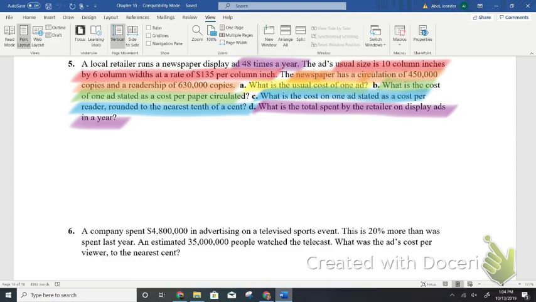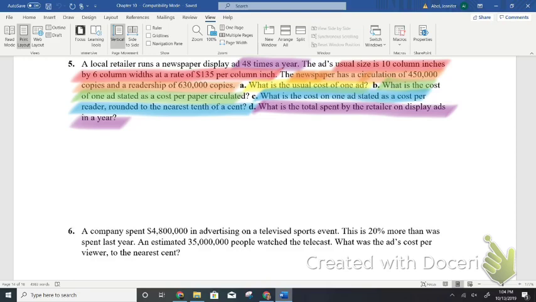Now that advertisement gets printed in all of the papers, so that's 450,000 newspapers that are being circulated that each have that advertisement in it. Now some copies get read by more than one person, maybe a copy of the paper that gets put at a place like a Starbucks, for example. So that's where we get the readership of 630,000 copies.